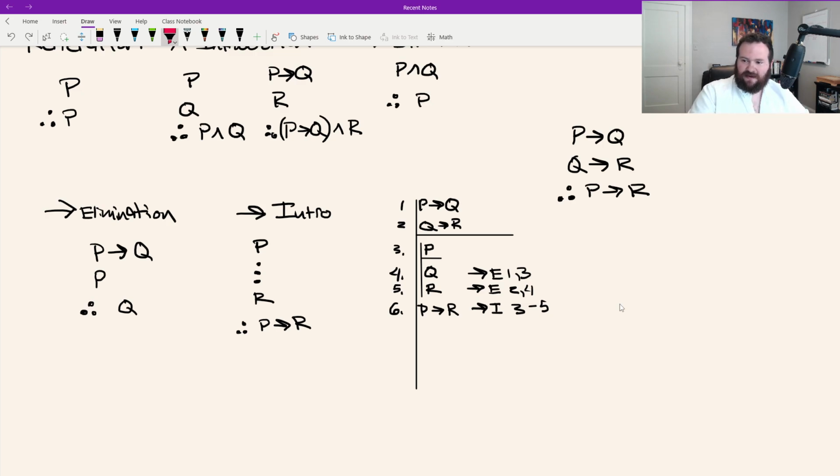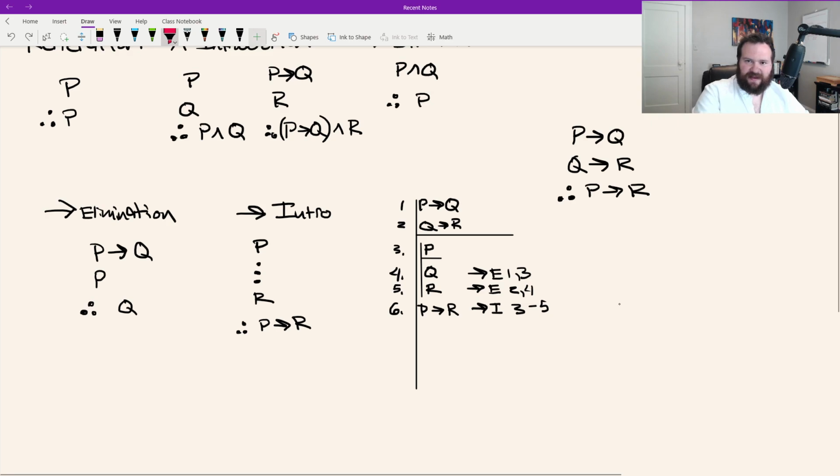Second thing, 3 through 5. Notice I'm not using a comma this time. The way you cite conditional introduction is the entire subproof that you use to get to the new conditional. In this case, it started on line 3 and it ran all the way down to 5. So just look for the top of that subproof vertical bar and the bottom of that subproof vertical bar. And it's that through that, right?